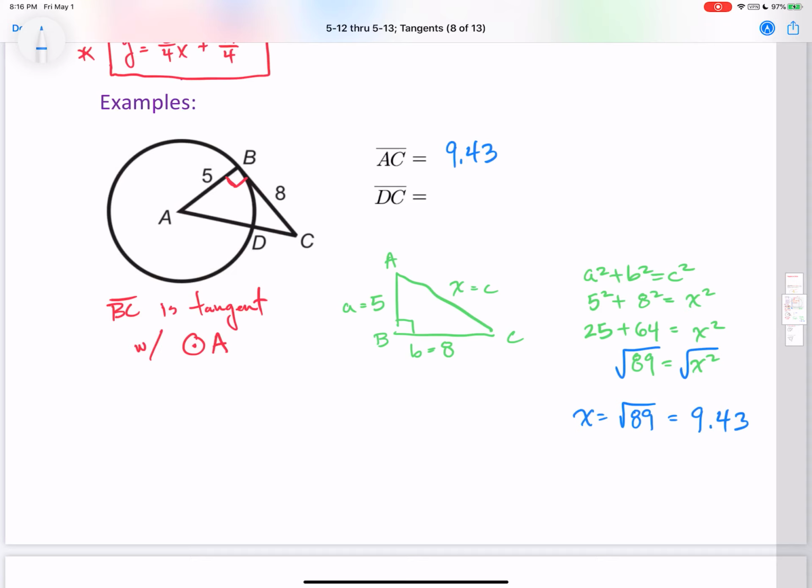Well, that's from here to here. But I also want to know what DC is. That means I need to subtract AD. AD is also a radius, just like AB, so this is 5. All I've got to do is 9.43 minus that AD, which is 5. If I subtract those two, I end up with 4.43. All right, let's take a look at the next one.